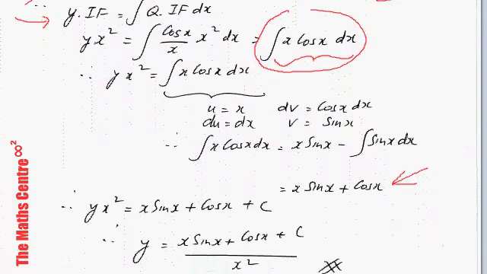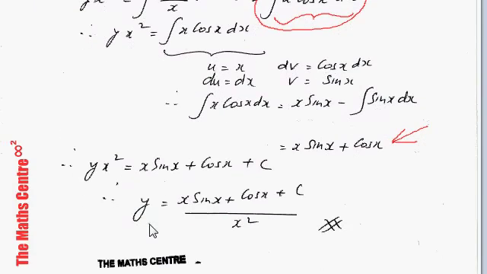Now all that's left is for us to write down the answer. Don't forget the plus c. So on the left hand side we have y x squared equals x sin x plus cos x plus c. I've divided throughout by x squared and written my answer as y equals x sin x plus cos x plus c, the whole thing over x squared.